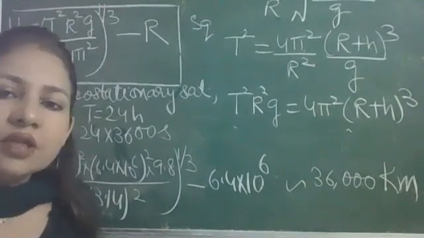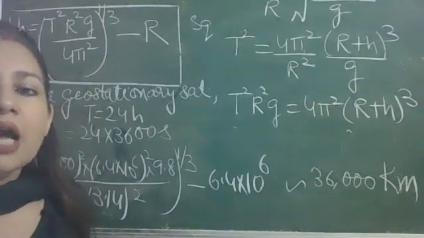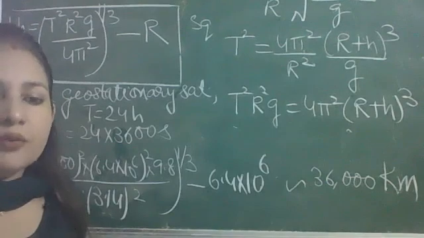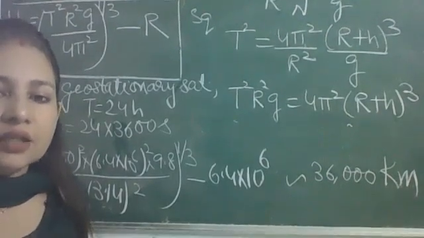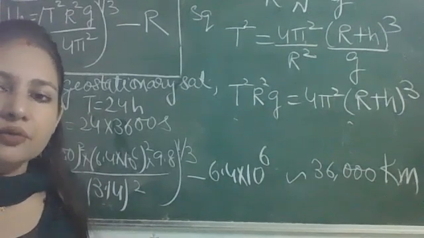All right, so what is the height of geostationary satellites? 36,000 kilometers. And this may be asked from you, that how you can calculate the height of geostationary satellites. So this logic must be clear to you. All right, students.